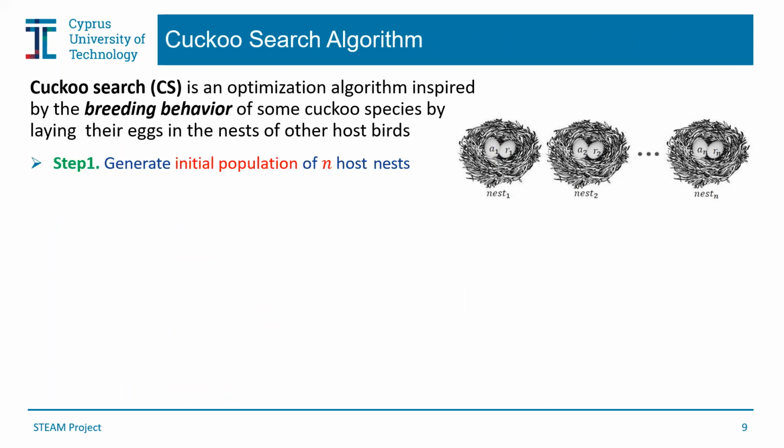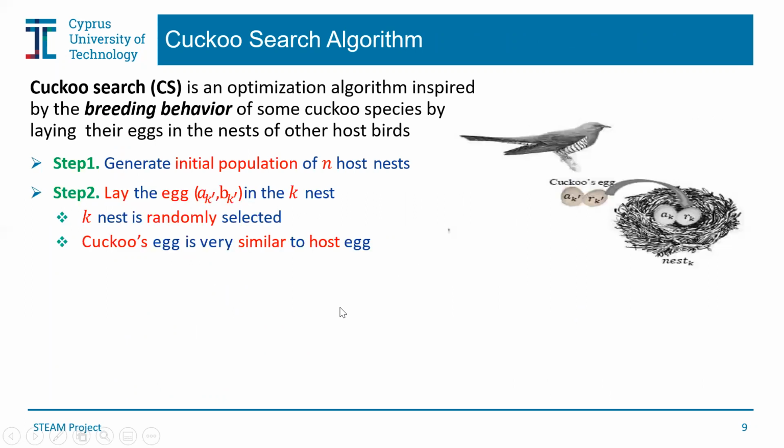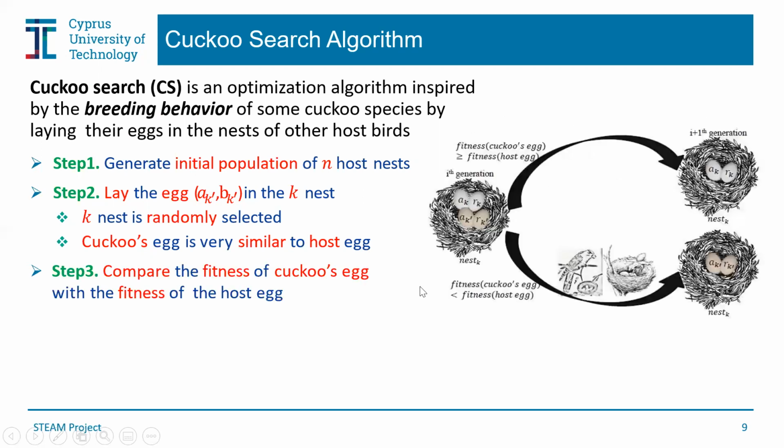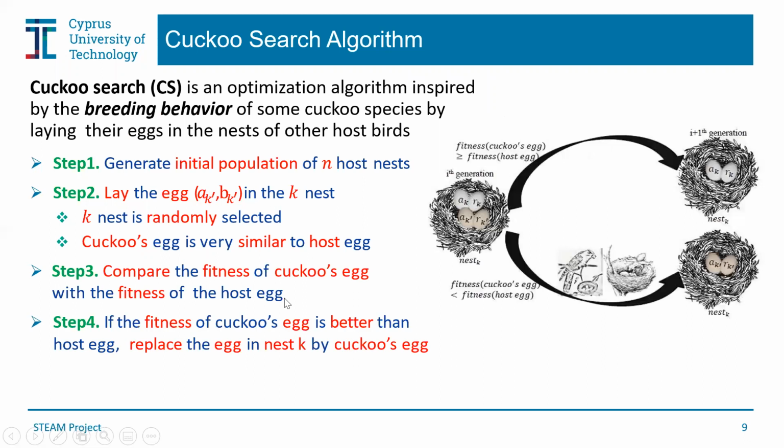At step 1, generate initial population of n host nests. Step 2, lay the egg in the K nest, where K nest is randomly selected, and cuckoo's egg is very similar to the host egg. You can see here. Then at step 3, compare the fitness of cuckoo's egg with the fitness of the host egg. At step 4, if the fitness of cuckoo egg is better than the host egg, replace the egg in nest K by cuckoo's egg. Otherwise, the host egg is considered.